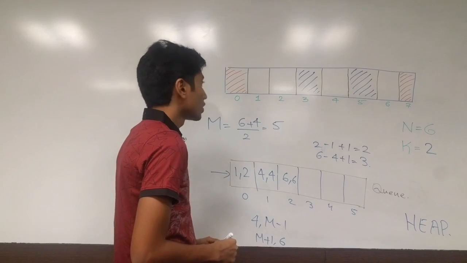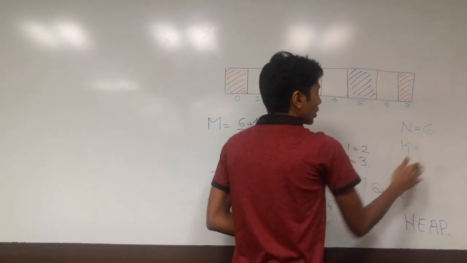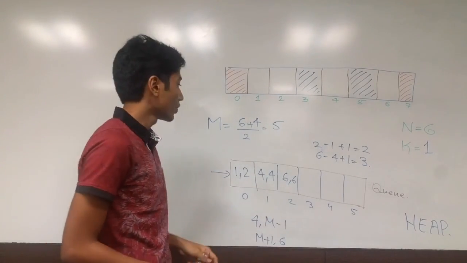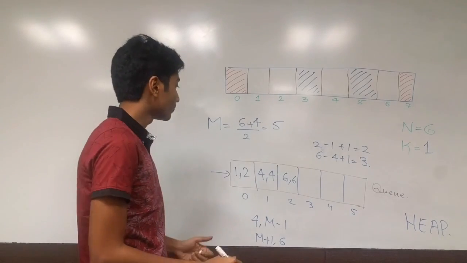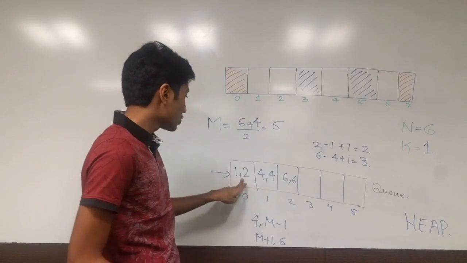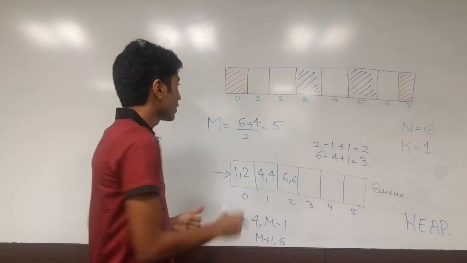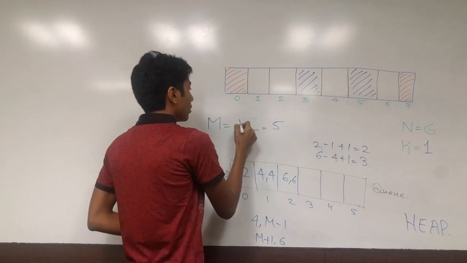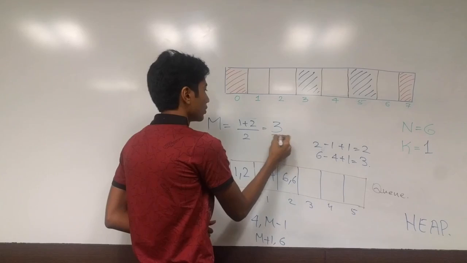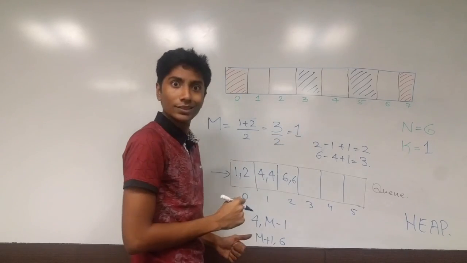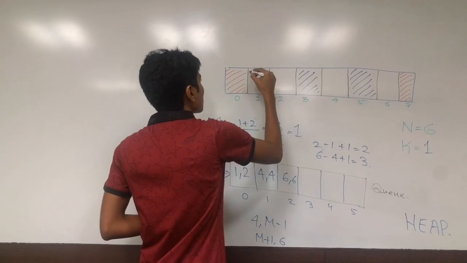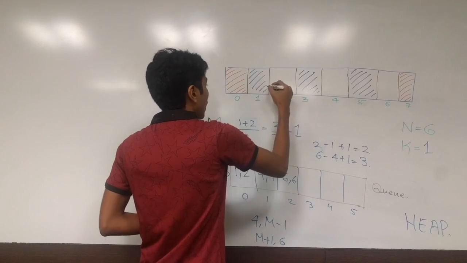Okay, so now k has decremented to 1, and this is the last person who's going to be coming into this array, this array of bathroom stalls. They come in and they see that the largest segment is 1,2. Break that, so this becomes 1 plus 2 by 2, which is 3 by 2, which is 1. So 1 is the position that person will go to. So this becomes occupied.